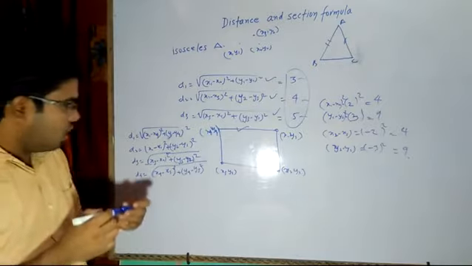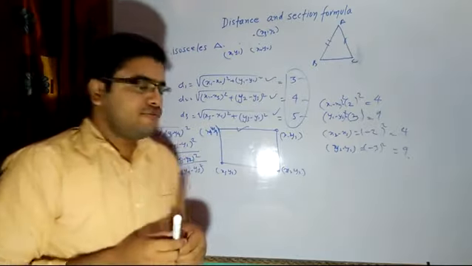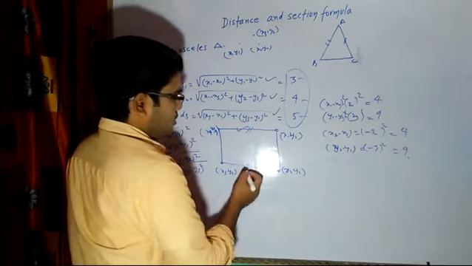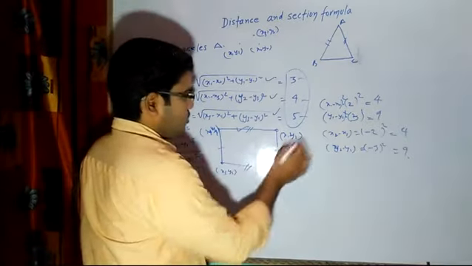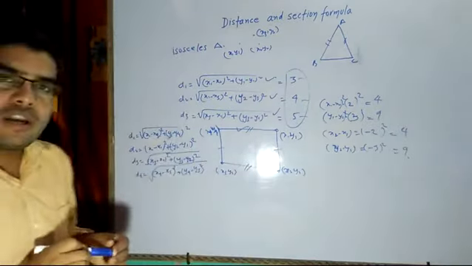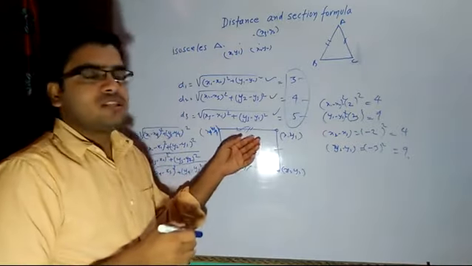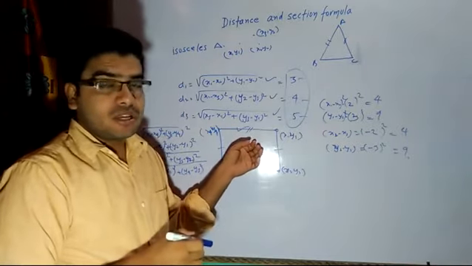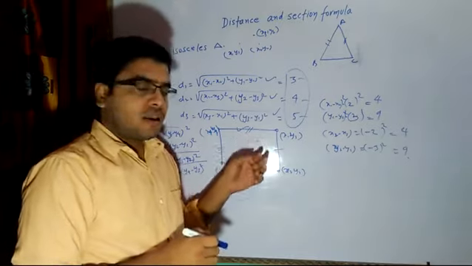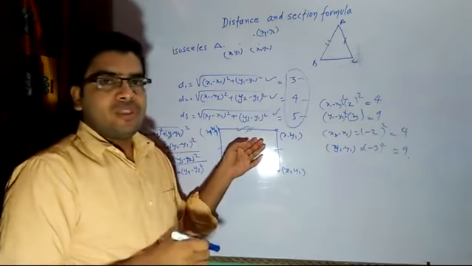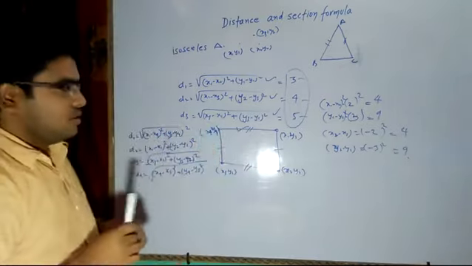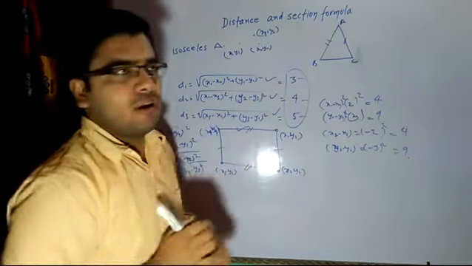After calculating all four sides, if you observe that this side is equal to this side, and this side is equal to this side, then what conclusion can you draw? Can you say that this is a parallelogram? Can you say that it is a rectangle? Can you say that it is a square? No, different sets are there. You can only say that it is a quadrilateral right now.